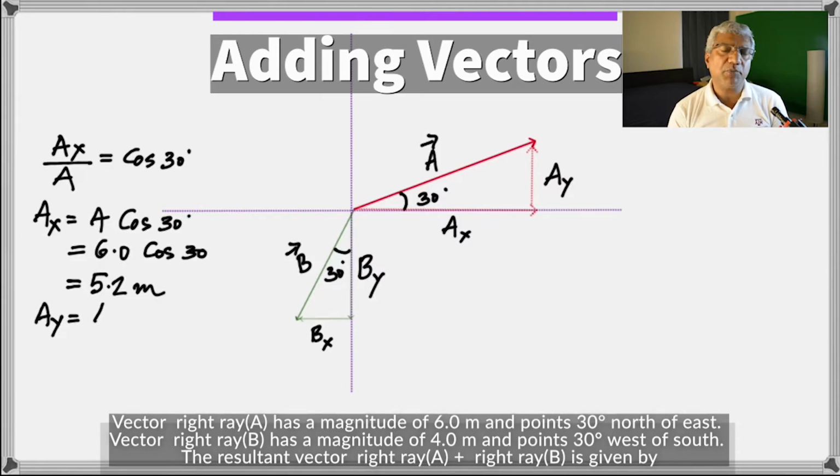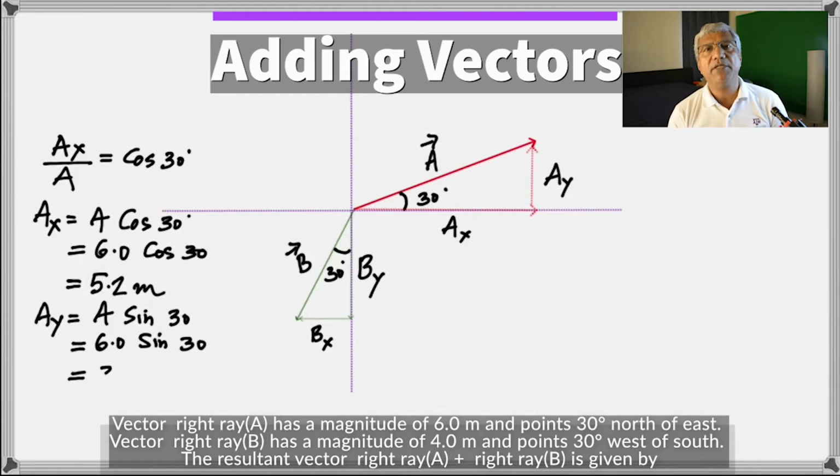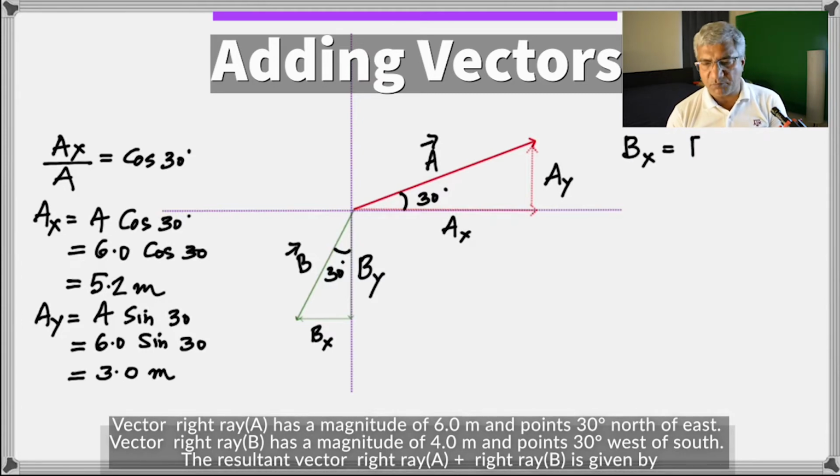Now for the y component, since it's the opposite side, it's going to be sine. So AY is A sine 30, which is 6.0 sine 30, which comes out to be 3.0 meters. We'll do the same with vector B.